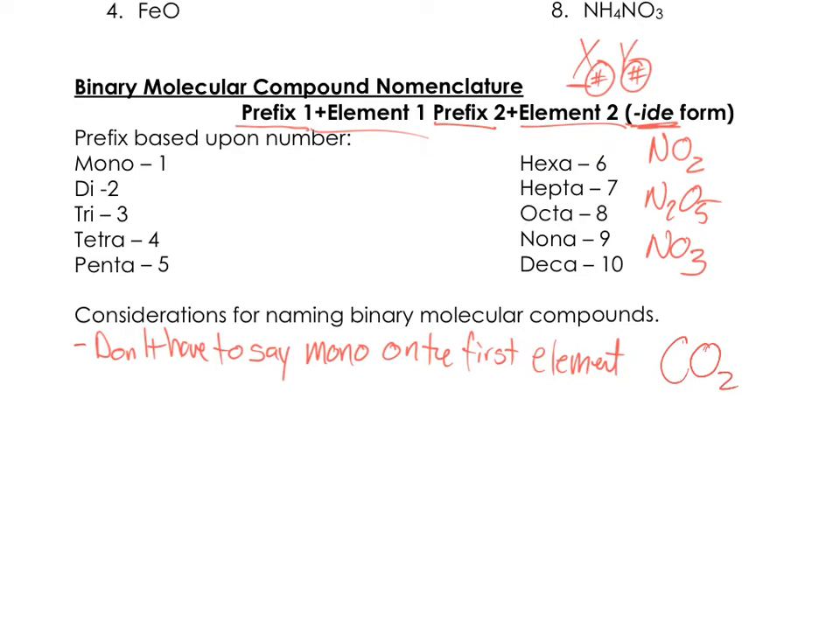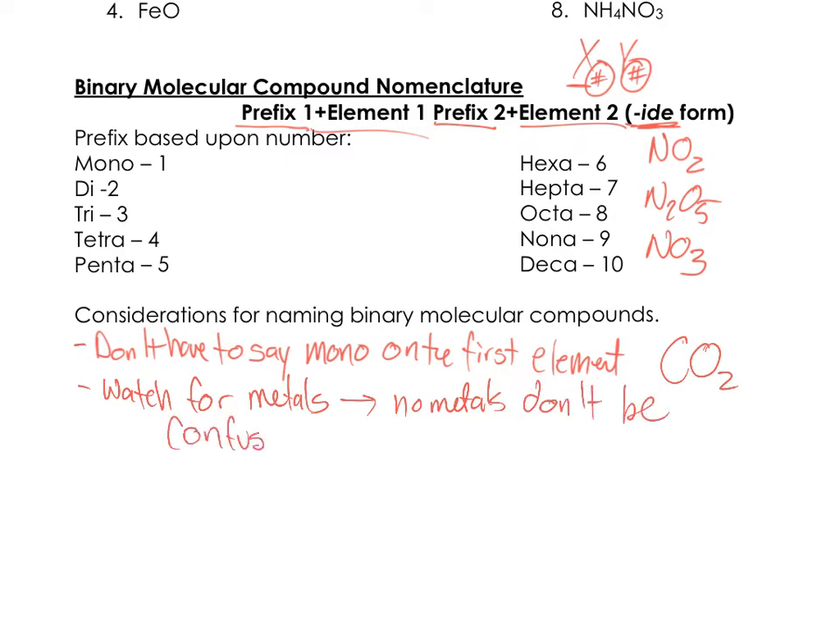The thing to be wary of is to watch for metals. That is an easy way to identify if there is an ionic compound. If there's no metals, don't be confused by polyatomics. These have no charge. These are covalent bonds.